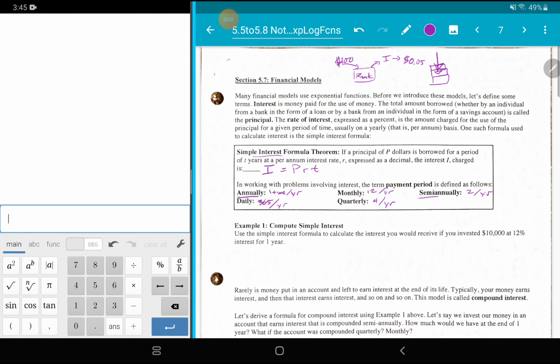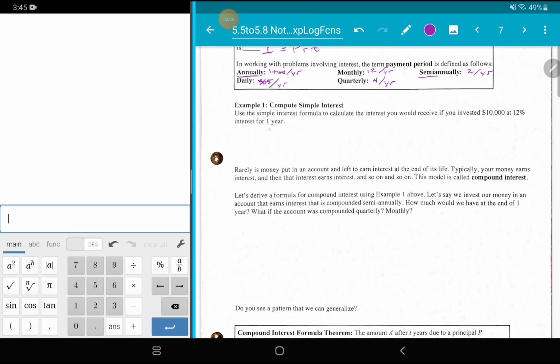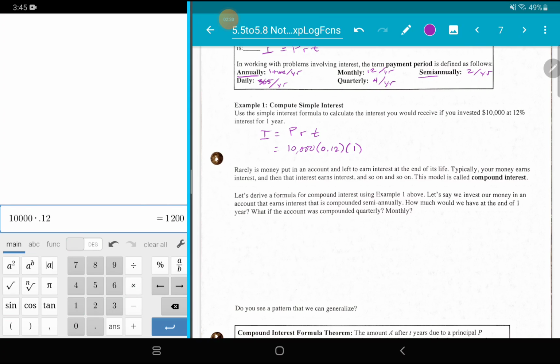So let's take a look at some example problems in which we can calculate interest. First of all, simple interest basically says that if we want to find the interest, multiply your principal times rate times time. A pretty basic formula. So if we are investing $10,000 and it's earning 12%, we write that as a decimal, 0.12, for 1 year. We can calculate that to be 10,000 times 0.12 times 1. And you can see here on the calculator, our interest amount is $1,200.